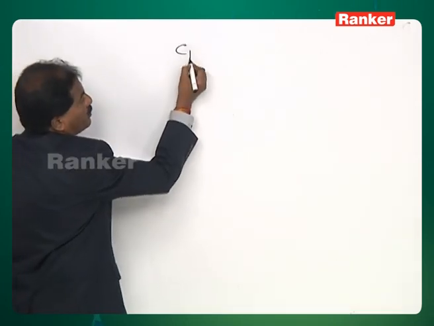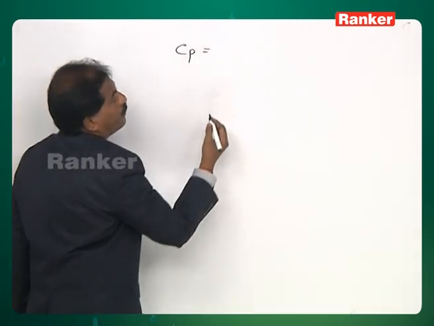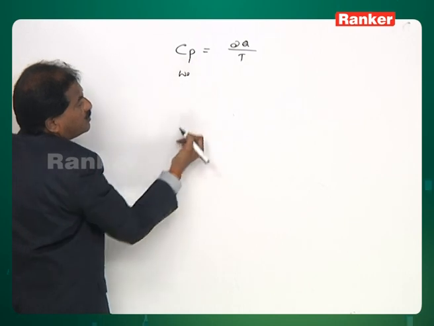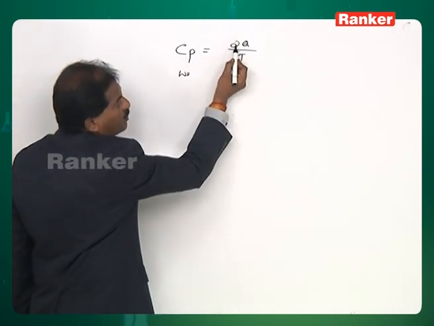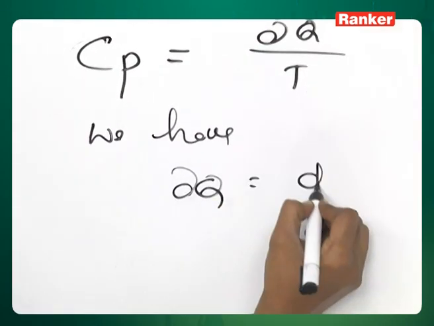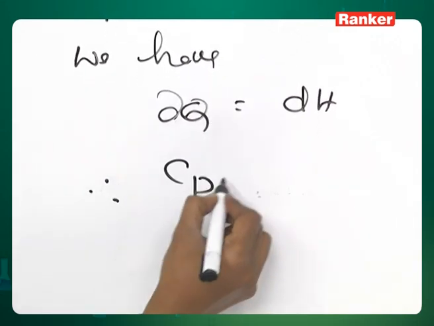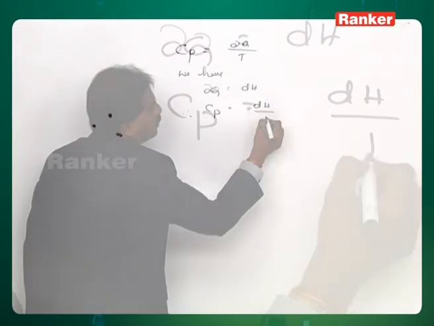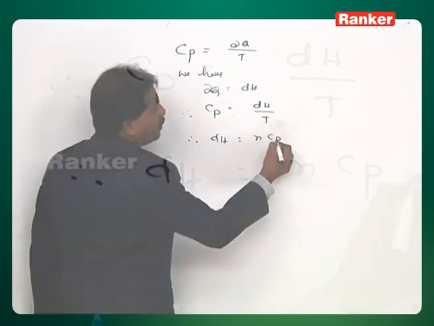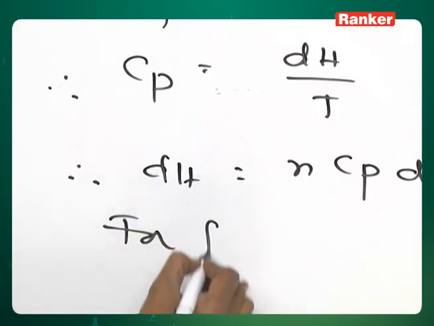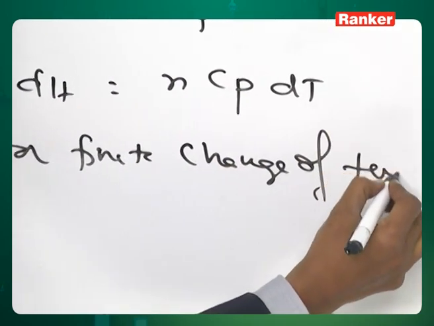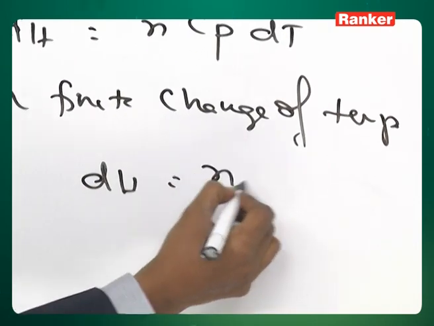Next, molar heat capacity at constant pressure, Cp, is dQ upon dT. At constant pressure, the heat change involved in the process is equal to enthalpy change. Therefore, we have dQ is equal to enthalpy change. Therefore, Cp is equal to dH by dT. Therefore, enthalpy change is equal to nCp dT. For finite change of temperature, delta H is equal to nCp (T2 minus T1).